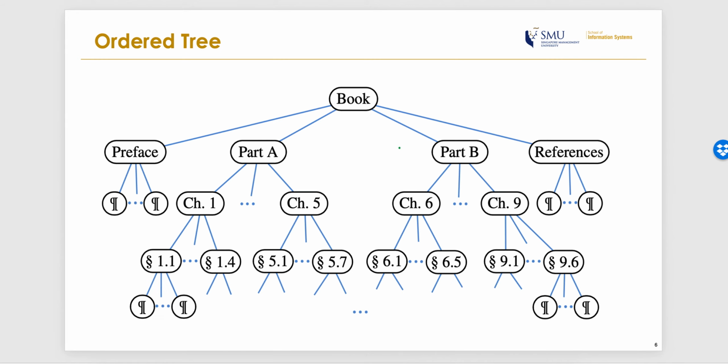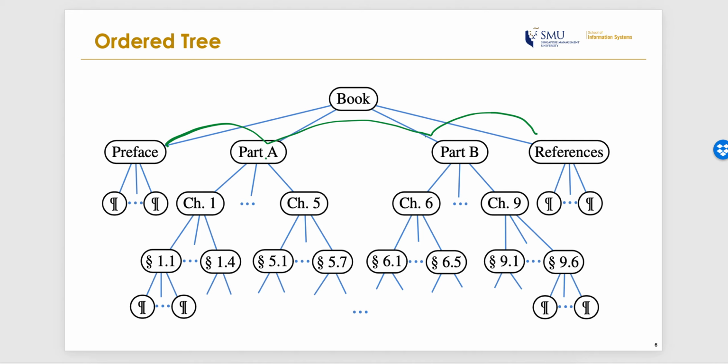Now, for example, in this case, you have the content of a book described in terms of a tree structure. So a given book may have the preface, and then it may be organized into several parts. In this case, part A and part B, and then there are references too. Now, it is ordered in the sense that you would expect that the preface is going to come before part A, is going to come before part B, is going to come before references. So it's going to come in a particular ordering, and the ordering is meaningful.